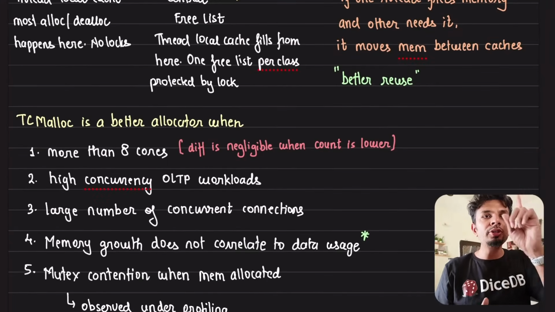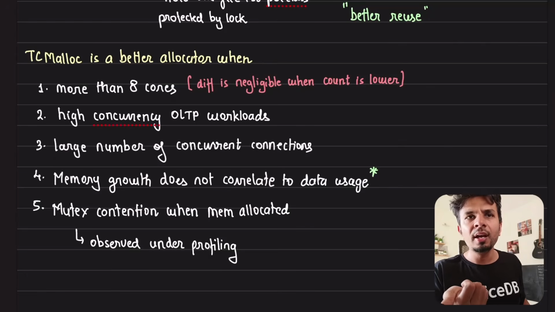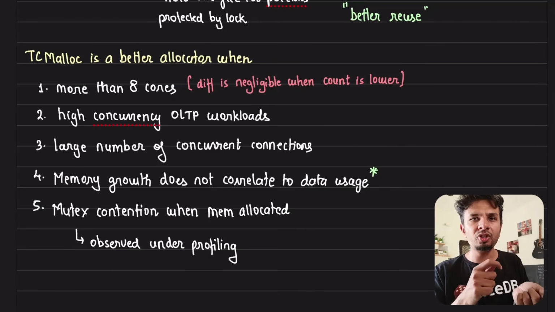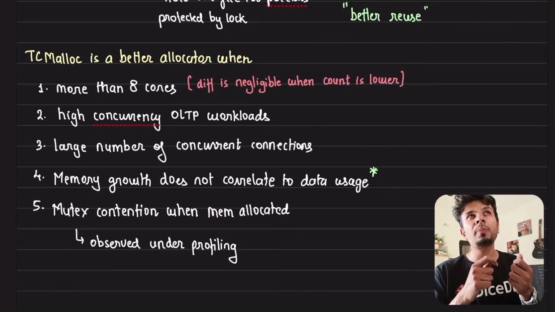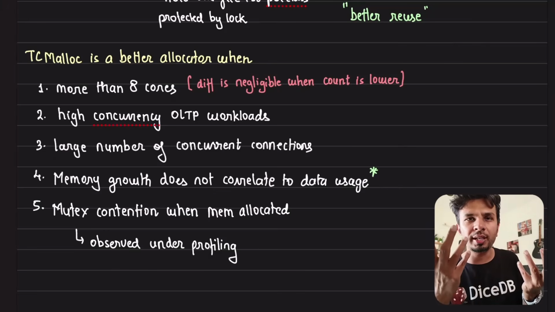So you should use TCMalloc when you have more than 8 cores. First of all, why 8 cores? Because when your number of cores is lesser, your concurrent or parallel contention is much lesser, and the delta is not substantial enough. So in that case, you could use any allocator.